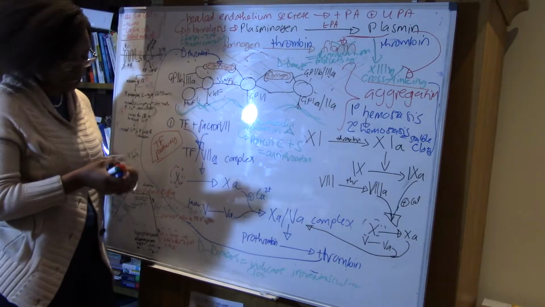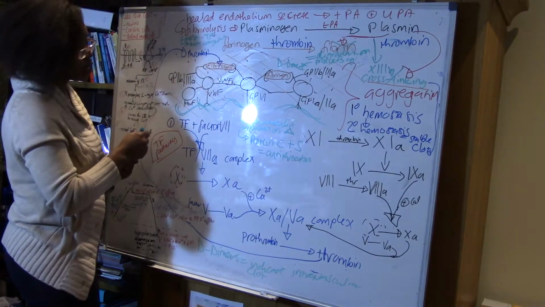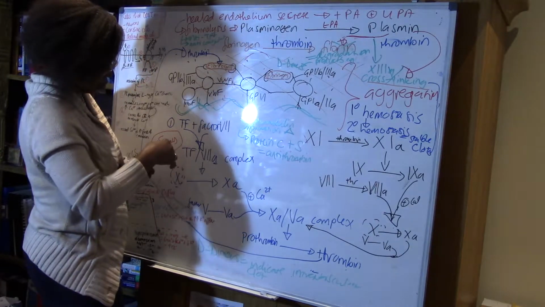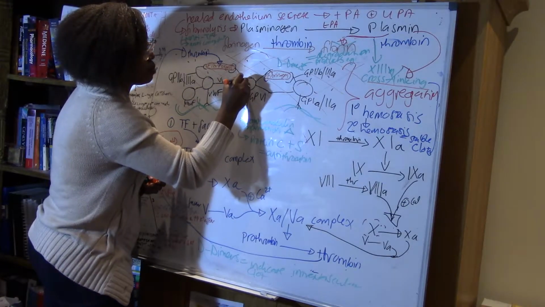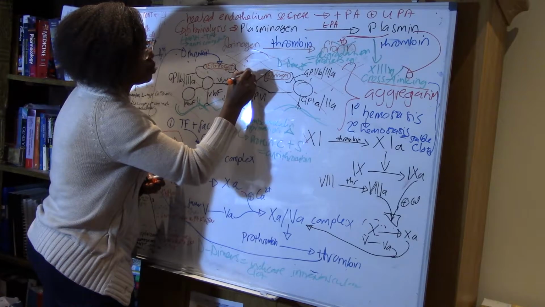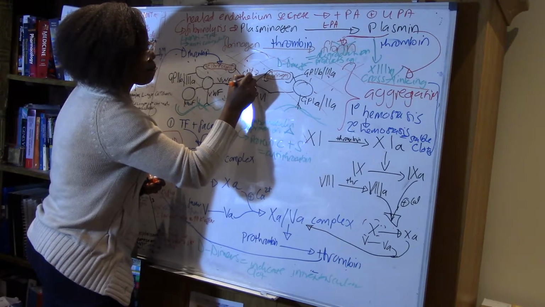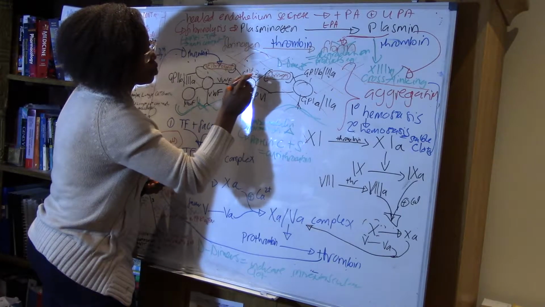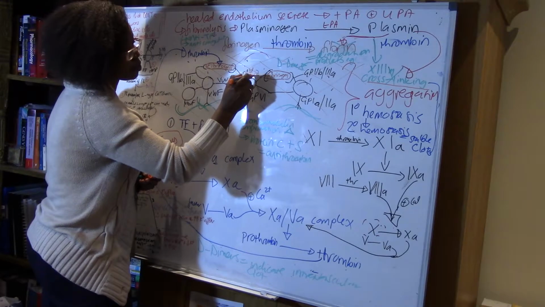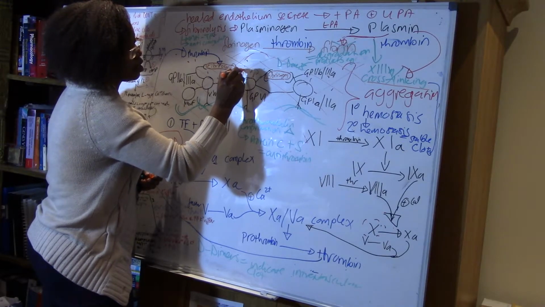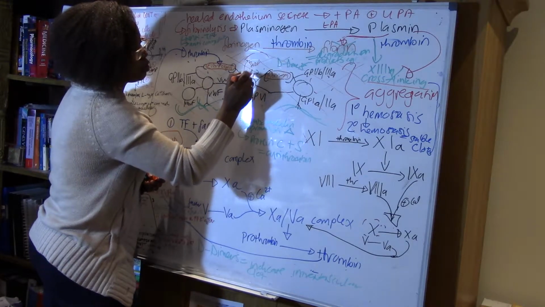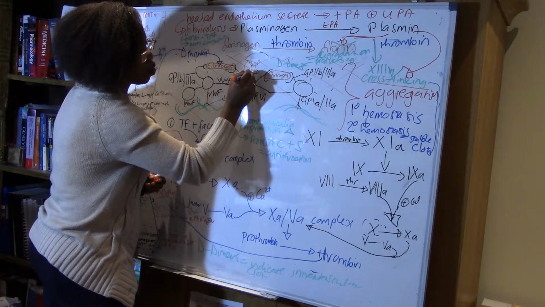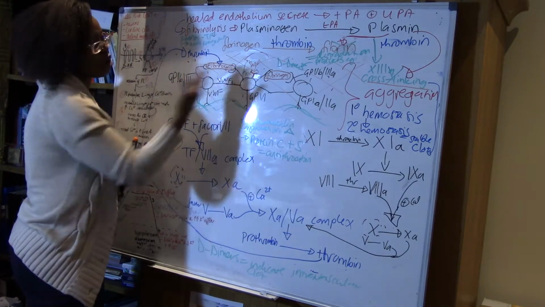For example, as I've already mentioned, clopidogrel: these platelets secrete ADP, which then binds onto a platelet receptor called P2Y12, and that receptor is actually inhibited by clopidogrel.